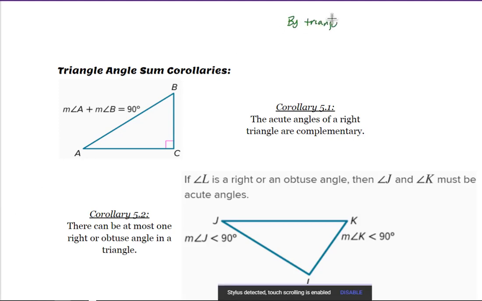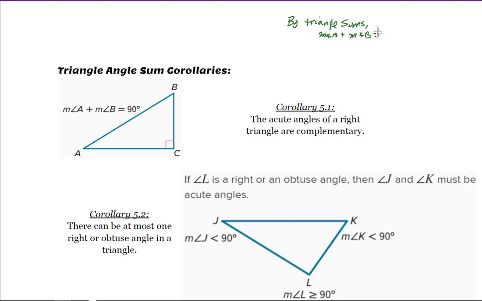Okay, we're going to talk about the triangle sums corollaries. So by triangle sums, all the angles in a triangle have to add to 180 degrees. So measure A plus B plus C has to equal 180. But if it's a right triangle and angle C is 90 degrees, if we take 90 away from 180, we're left with 90 degrees to be the sum of angle A plus angle B. So we could say that A and B are complementary angles.